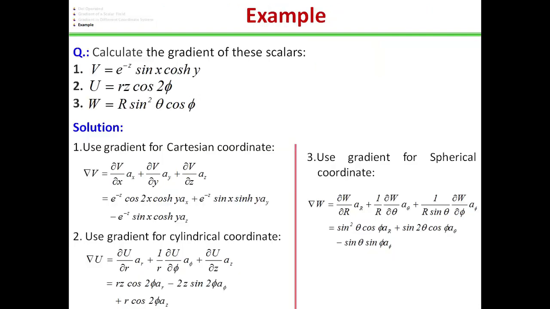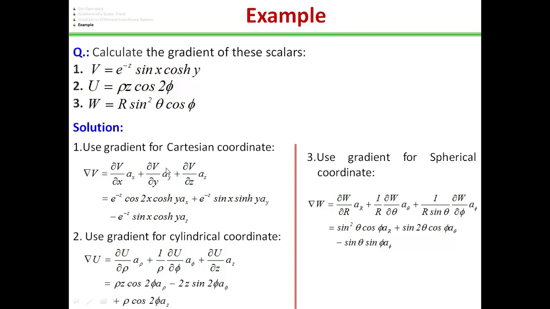Let us take an example for the calculation of gradient of a scalar field. There are three scalar quantities given, that is V, U and W. V is in the Cartesian coordinate system, U is in the cylindrical coordinate system, and W is in the spherical coordinate system. So we will use the different equations of the gradient for all three coordinate systems. In the first question, we will use the gradient of Cartesian coordinate system. So we can write del V is equal to (∂V/∂x) ax plus (∂V/∂y) ay plus (∂V/∂z) az.